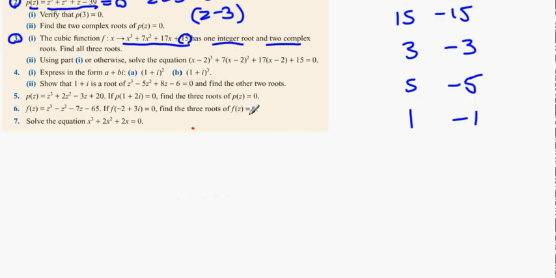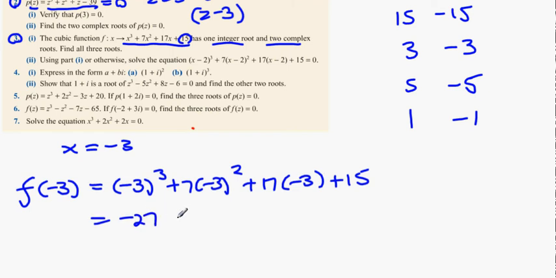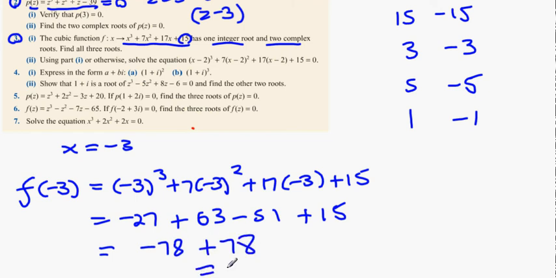Okay. Now because x equals minus 3 is the root, we also have to prove it is the root. So what we have to do is write down f of minus 3. And f of minus 3 is minus 3 cubed plus 7 times minus 3 squared plus 17 times minus 3 plus 15. And we get minus 27 plus 63 minus 51 plus 15. Okay, and we're going to get minus 78 plus 78 equals 0.